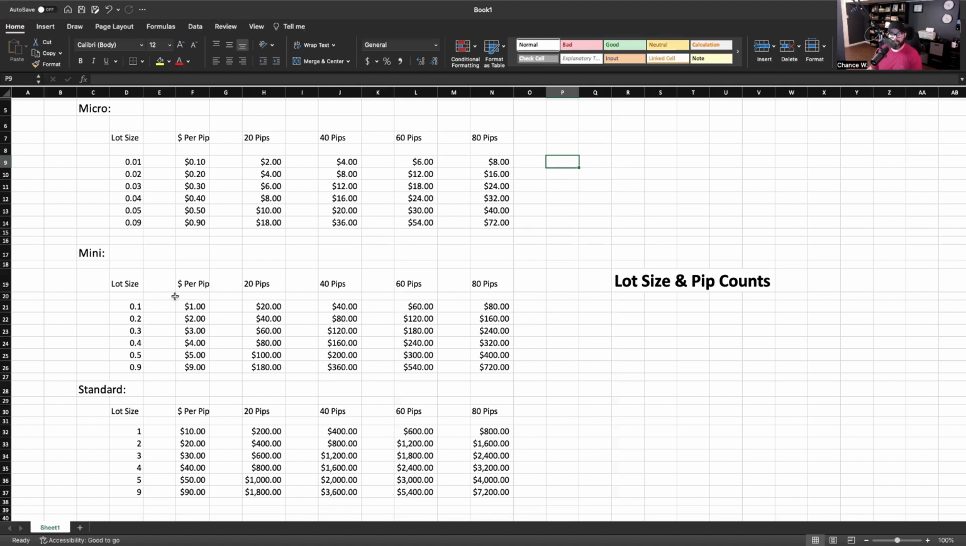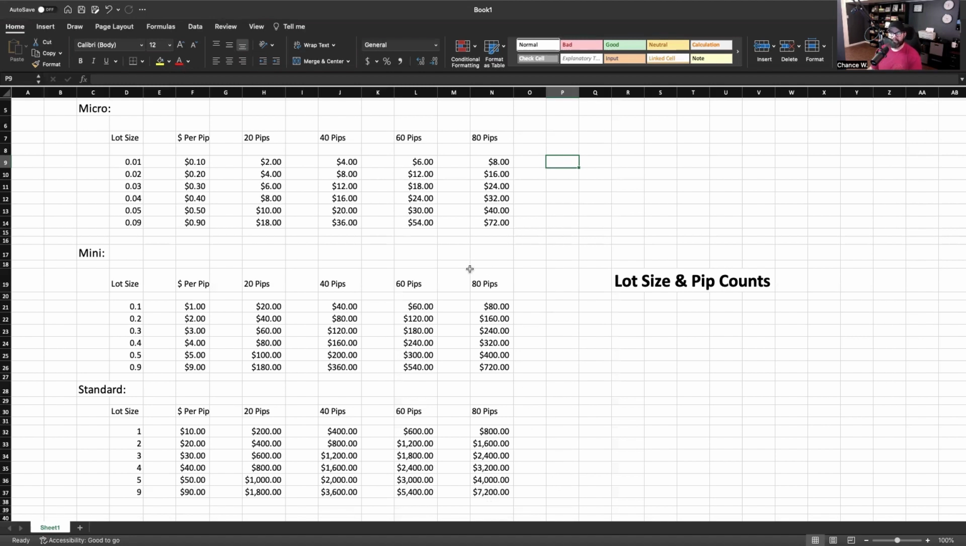Same goes for the mini size. The minimum would be $1 per pip. And if you were catching 80 pips and you had a lot size of 0.9, I mean, that's $720. And then you see the exponential power when you're dealing with standard lots. You can go from $10 all the way to $7,200.